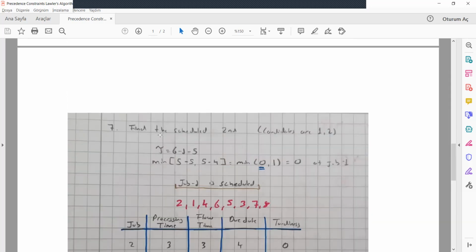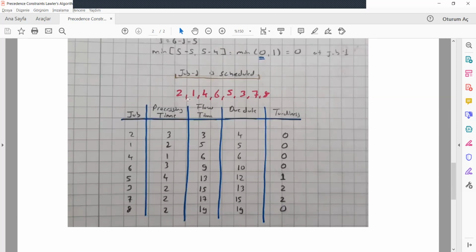For the seventh step, we apply the same formula, and we will get this result. Job 1 is scheduled. Our job order should be like this: 2, 1, 4, 6, 5, 3, 7, and 8.